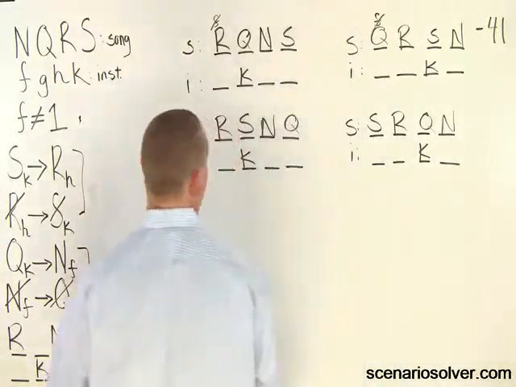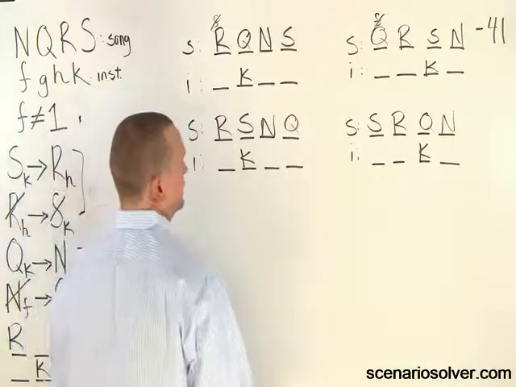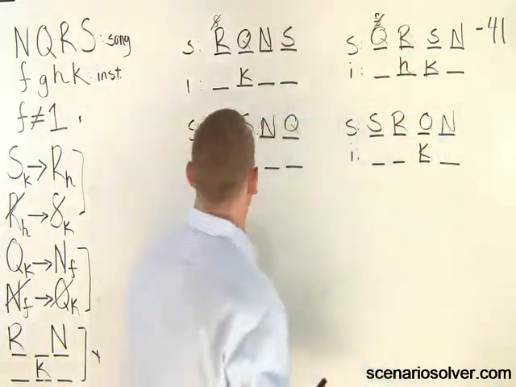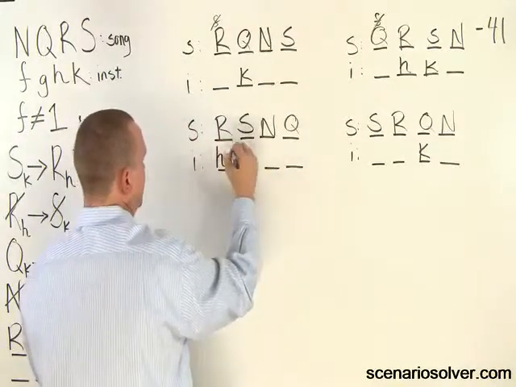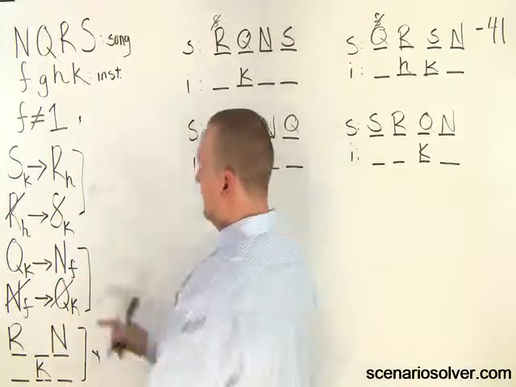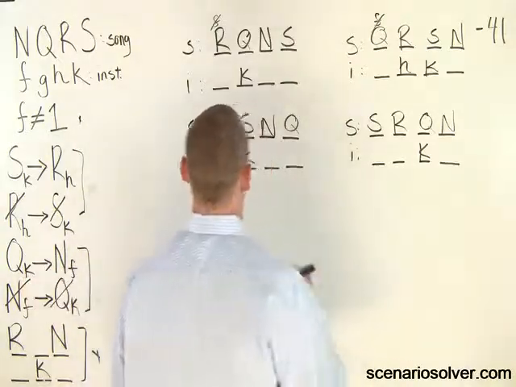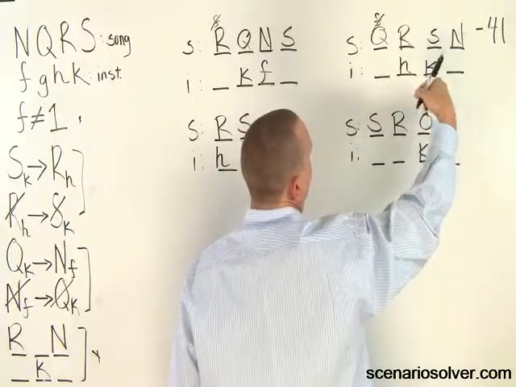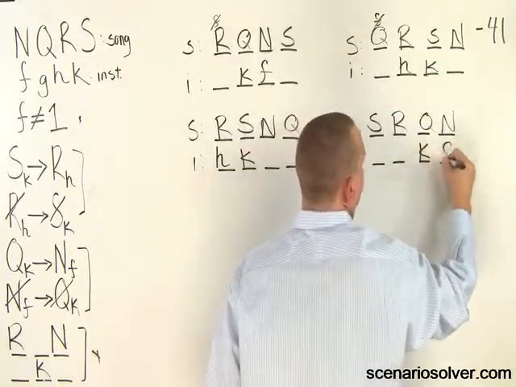So where S is K, R has to be H. Okay, and where S is K, R has to be H here. All right, and so we've exhausted that, and now let's look at if Q is K, N has to be F. Okay, Q is K, N has to be F.